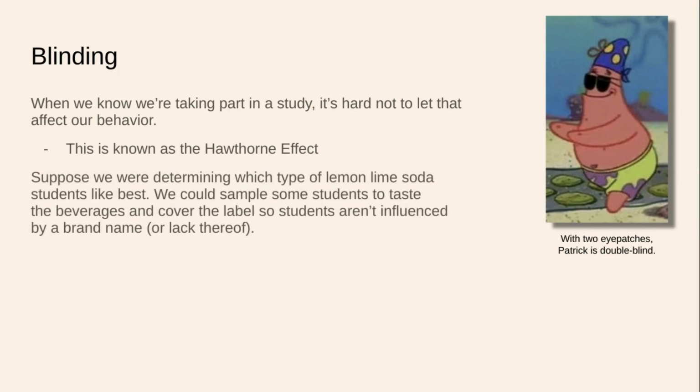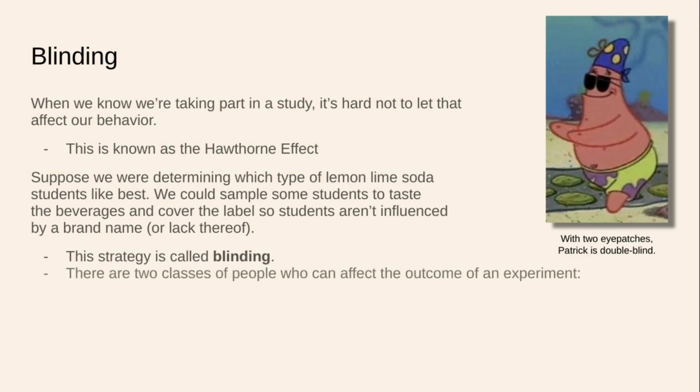So how do we prevent against the Hawthorne effect? Well, suppose we were determining which type of lemon lime soda students like best. We could sample some students to taste the beverages and cover the label so students aren't influenced by a brand name. So you can probably think of a couple brand names of lemon lime soda out there. So one way we could blind is to make sure that the sample of students who are taste testing the beverages wouldn't be able to see which soda they were drinking. This strategy is called blinding, right?